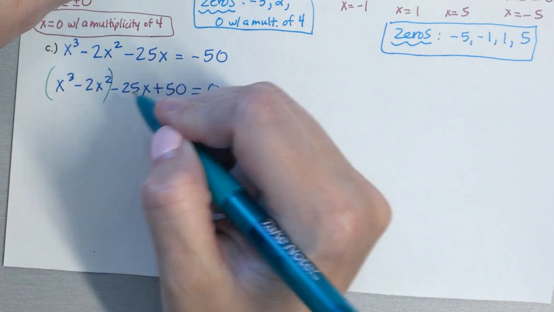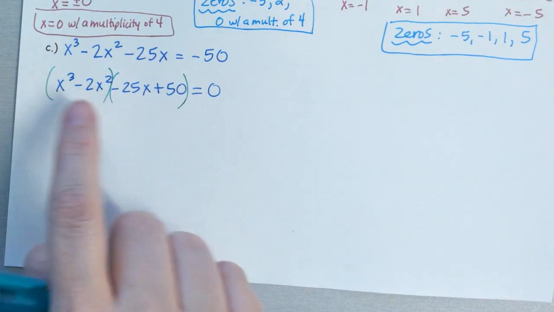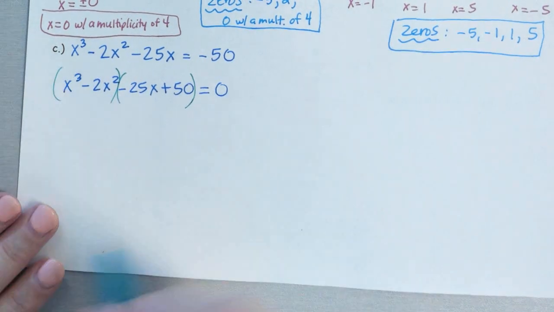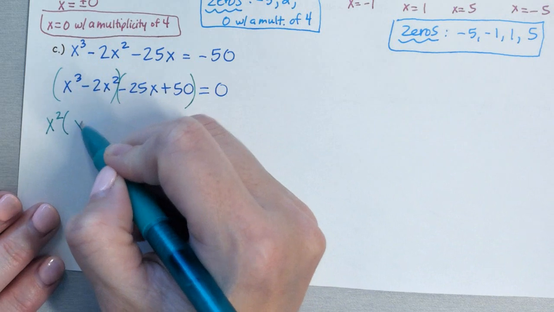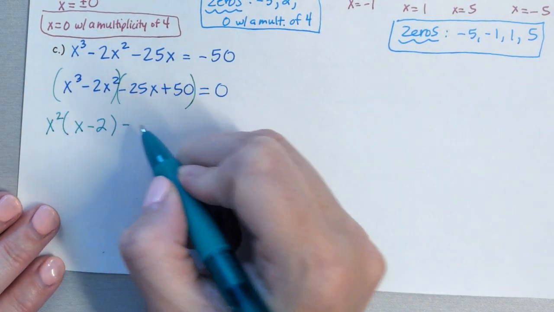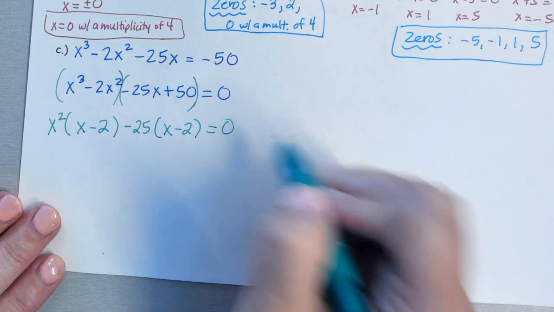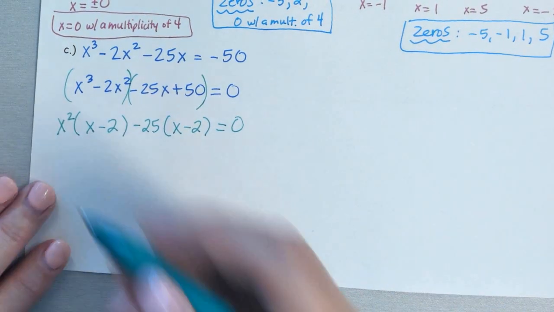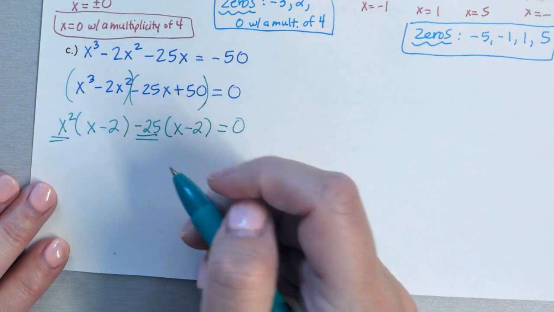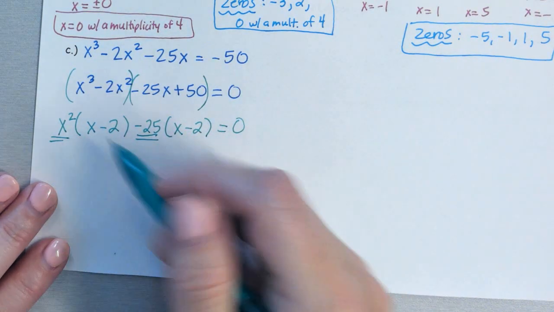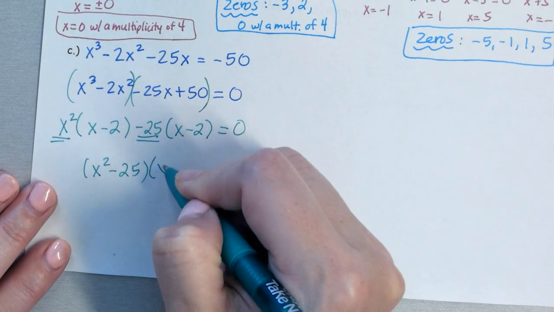Okay, so we group the first two, we group the second two. Ava, what did you take out of these two? I took out x squared. Good. So then you should be left with x minus 2. And then here you would take out negative 25, so you would also be left with x minus 2. Remember, you have to have the same factor in both of them in order for you to factor by grouping. And then once you do, you have x squared minus 25, x minus 2.